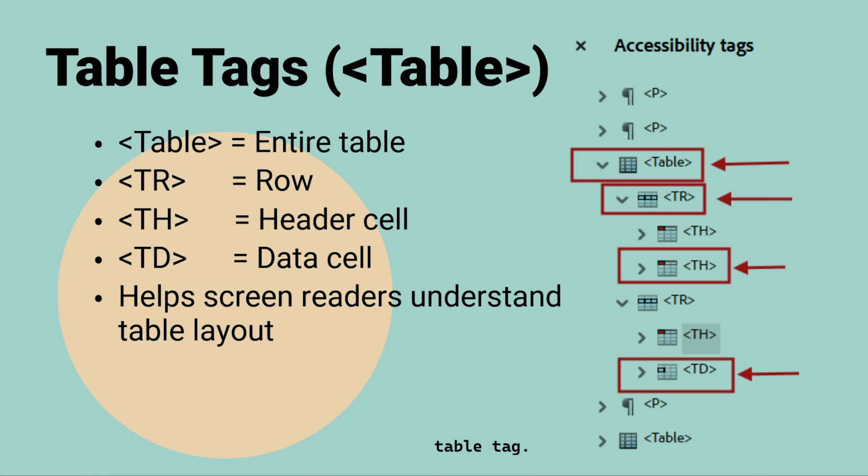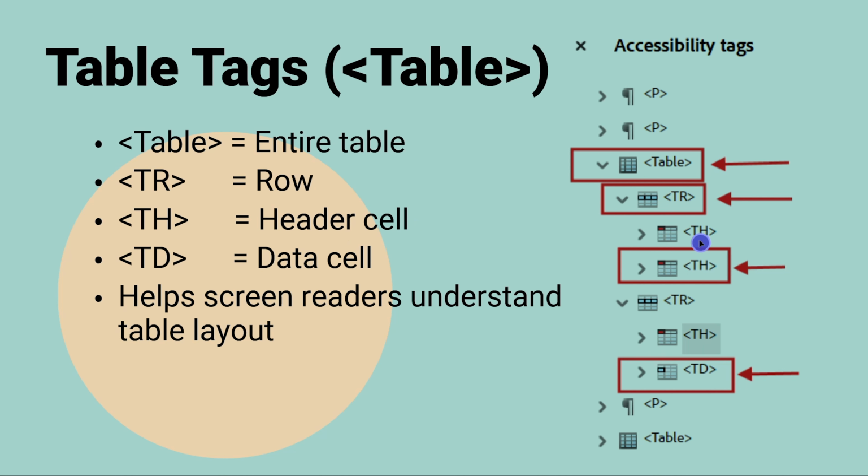An important tag is the table tag. A table tag can be complicated. There are simple tables and complex tables. When it comes to tables, the table tag always starts with Table. Then there is TR, the table row, and there is TH, which is the table header cell. All tables should have a header row and column associated.